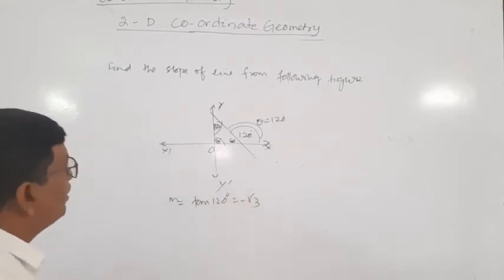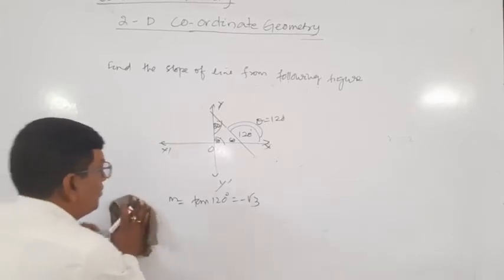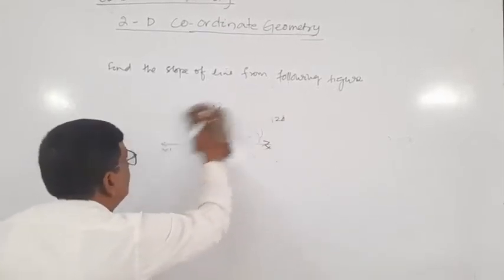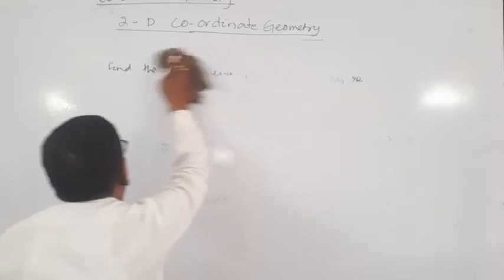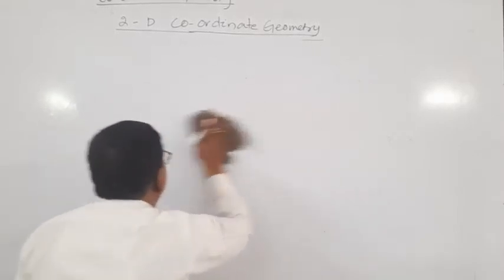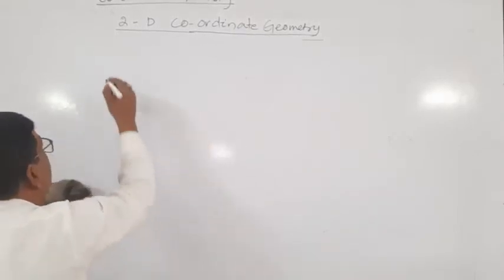What is the slope of the line which is equally inclined to the coordinate axes?